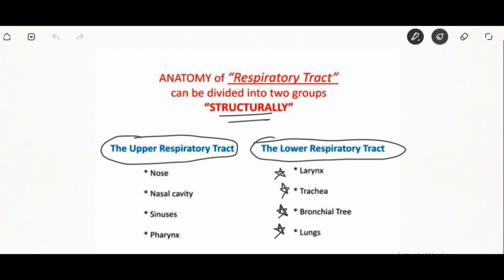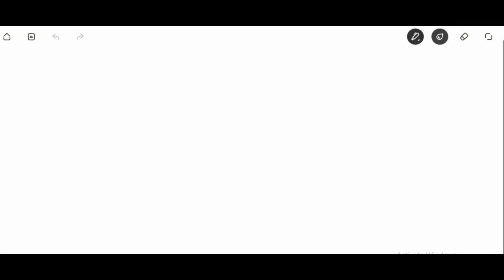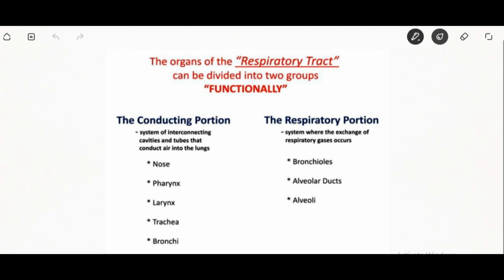The organs of the respiratory tract can also be divided into two groups functionally, that is the conducting portion and the respiratory portion. The conducting portion is the system of interconnecting cavities and tubes that conduct air into the lungs, whereas the respiratory portion is where the exchange of respiratory gases occurs. It involves bronchioles, alveolar ducts, and the alveoli. So the respiratory tract includes the nose, pharynx, trachea, larynx, bronchi, and lungs.